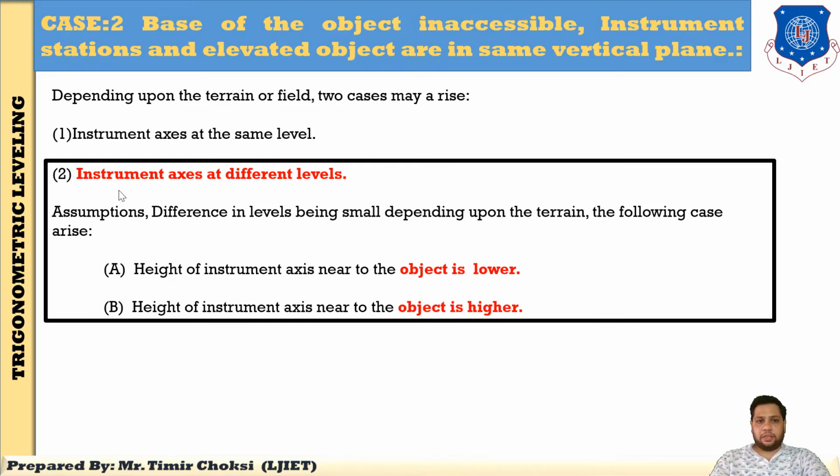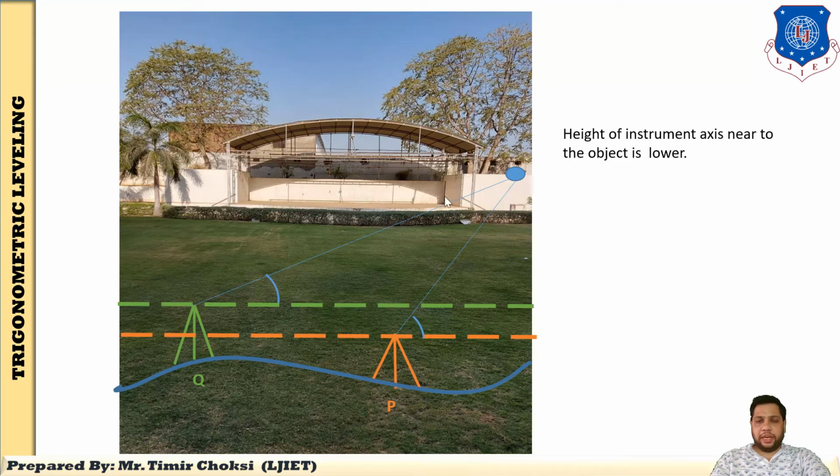I will repeat this. When you consider instrument axis at different levels in case number 2, you take two instruments. In the first case, both instruments are at the same level, but here both instruments are at different levels. I have explained with a figure so you can clearly understand what case A and case B are. First I explain case A.